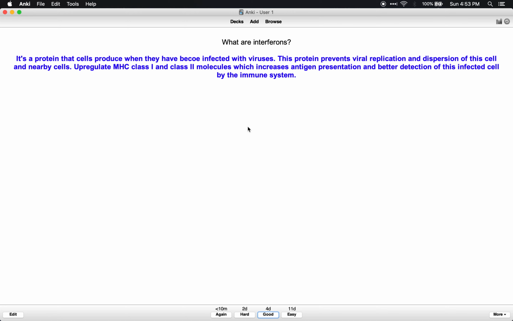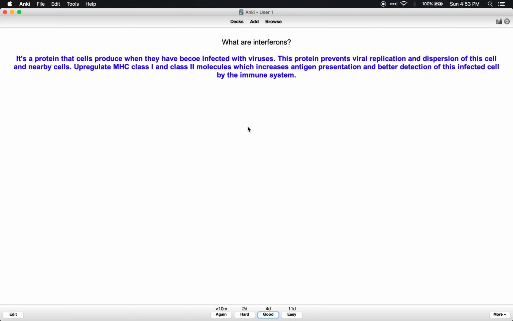Interferon is a protein that cells produce when they have become infected with a virus. The protein prevents viral replication and dispersion of the virus to nearby cells.